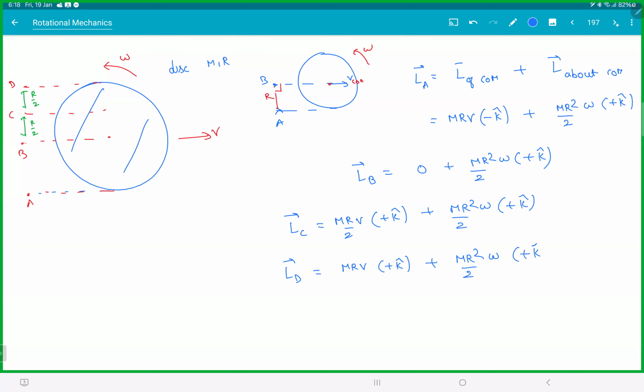Check. What are changed? Rotational component will be same. The second term. Which one you're saying, right?